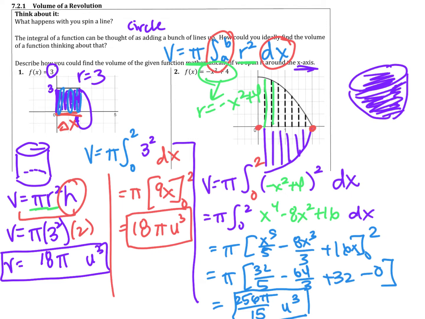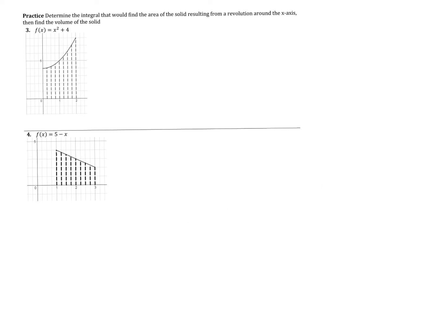R is your function, and we're going to talk about different circumstances where we might have to look at what our function is, what volume our function is creating. But for right now, r is our function. We're going to square that and integrate over the x values at which we're creating this volume. So let's look at 2 more examples where we're rotating around the x-axis. All right, here we go.